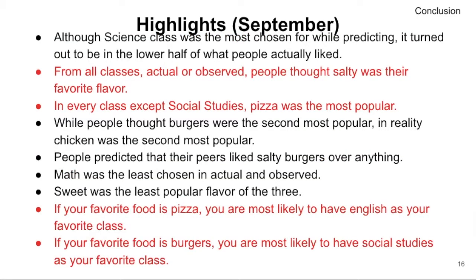From all classes, predicted or actual, salty was the most popular flavor. In math, science, and English, pizza was the most popular food. If you selected pizza as your favorite food, you are most likely to have also selected English as your favorite core class. And if your favorite food is burgers, you are most likely to have social studies as your favorite class.